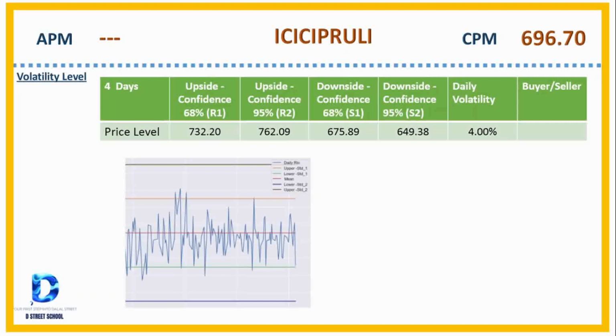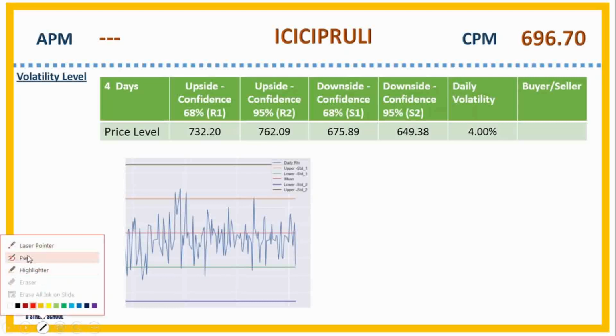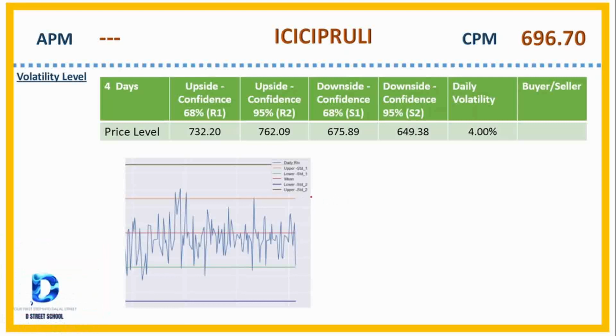Let me quickly explain the thought process behind this volatility range. R1 and S1 are standard deviation 1. So what is standard deviation 1? As I said before, this is a statistical concept. As we know very well what volatility means, what is the purpose of finding the historical volatility range? Here we are interested in finding the ICICI Pru Life trading range for the next 5 days.